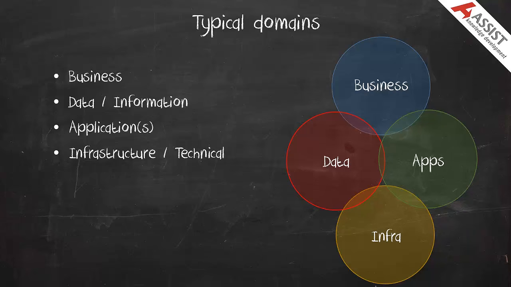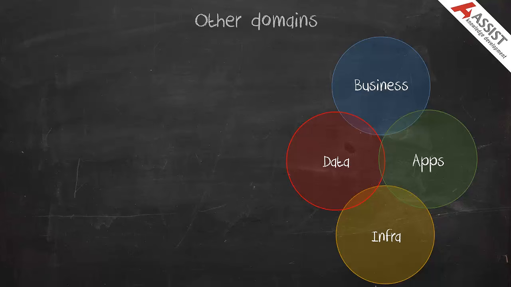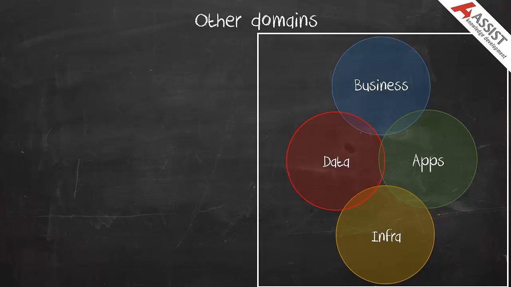And typically these are presented in some sort of hierarchical format where the infrastructure layer offers services upwards to the applications, which offer their services upwards to the business, which offers its services upwards to the outside world. Those are the four main domains in many architecture frameworks. There are other domains which organizations want to focus on.